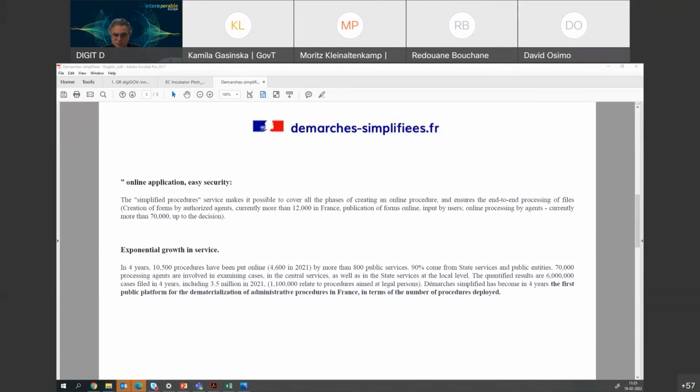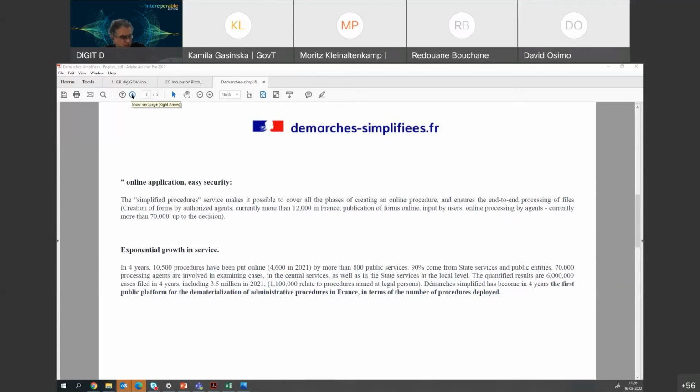We had exponential growth in service: in less than 4 years, more than 10,000 administrations in France have been using the application. We have 70,000 public agents using it every day, and we are totally open source. And we had about 5 million procedures completed by French citizens.